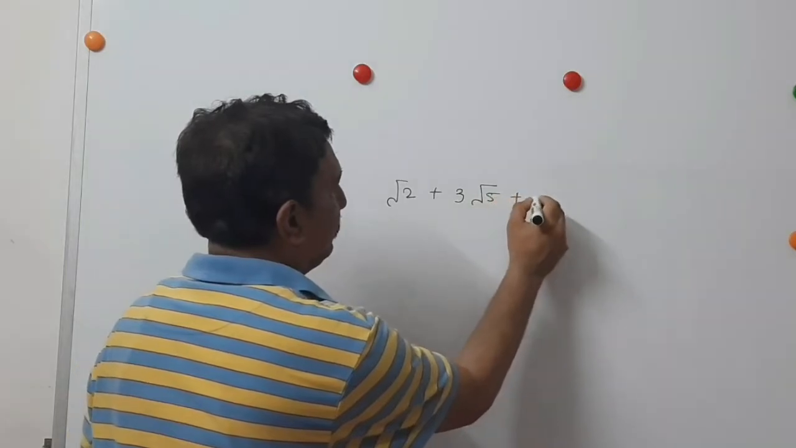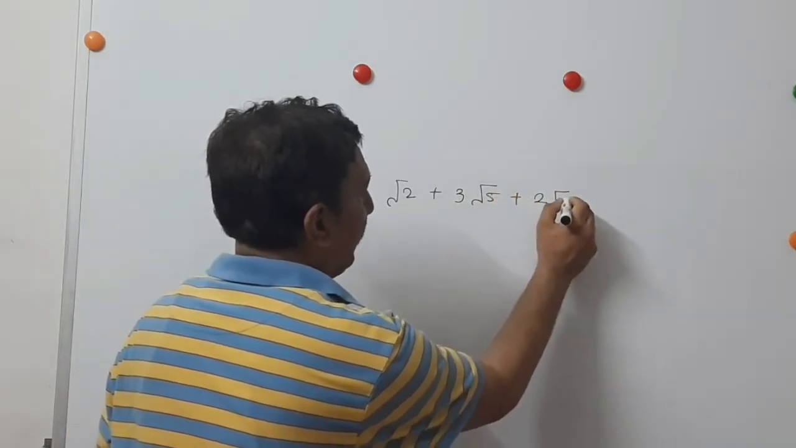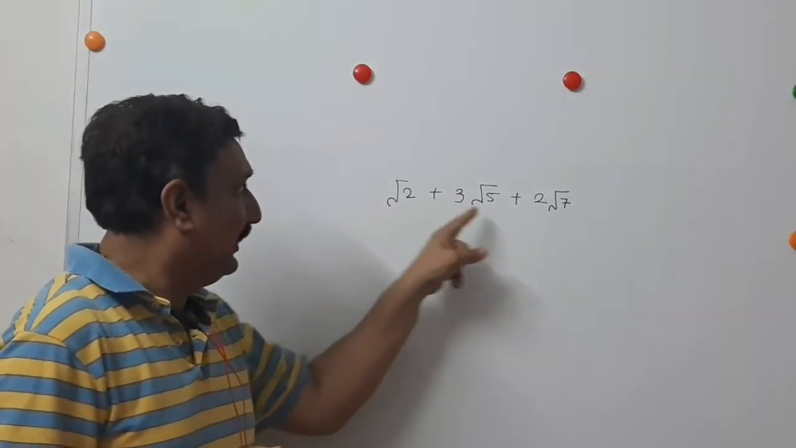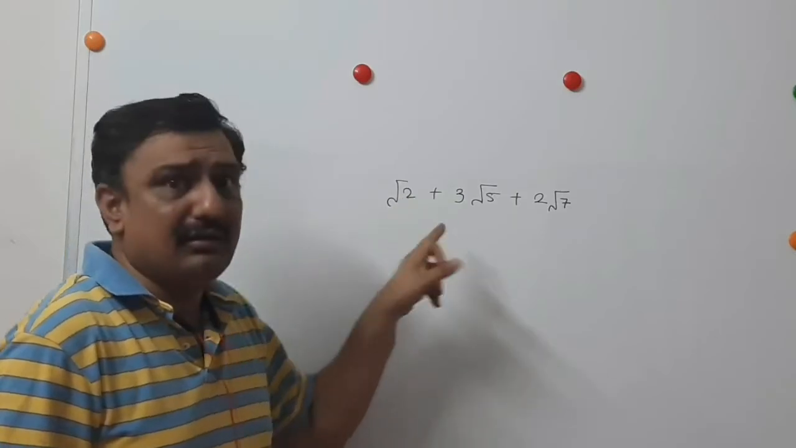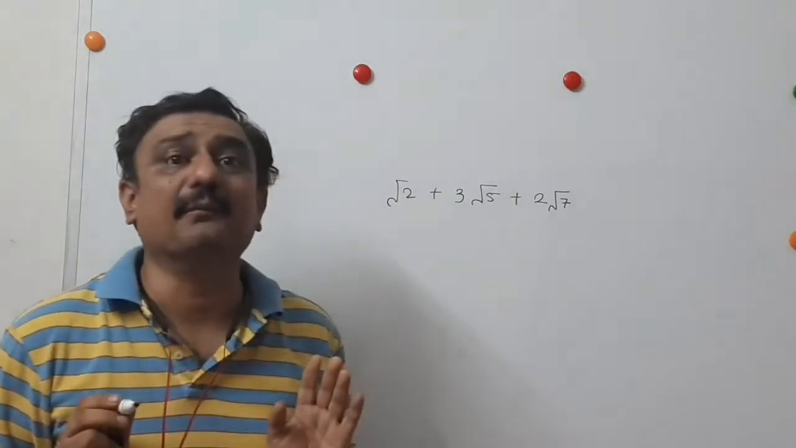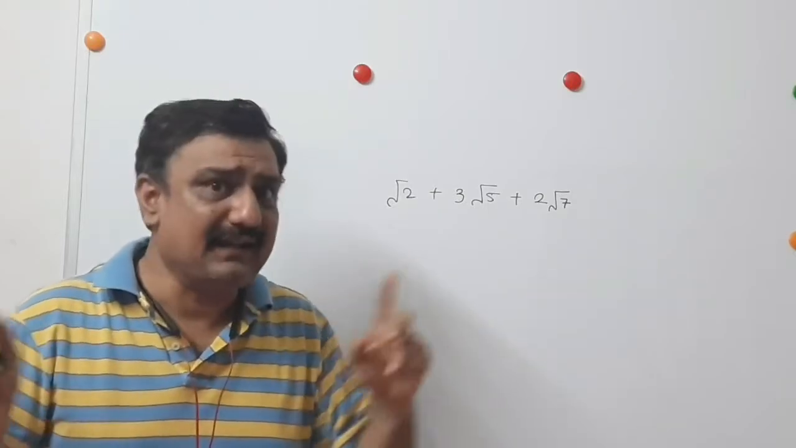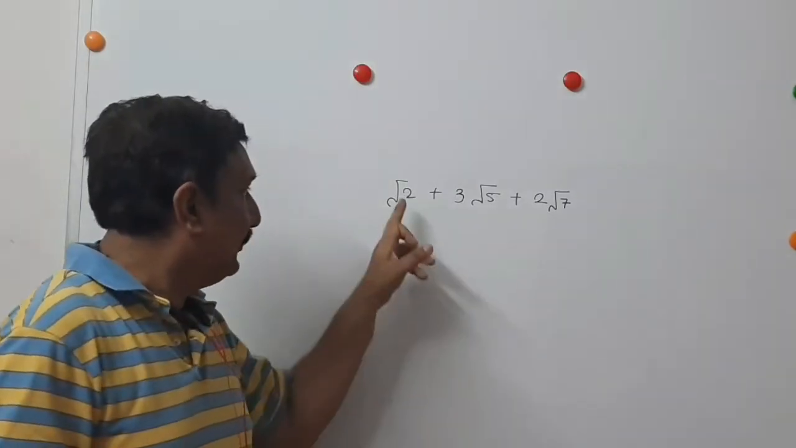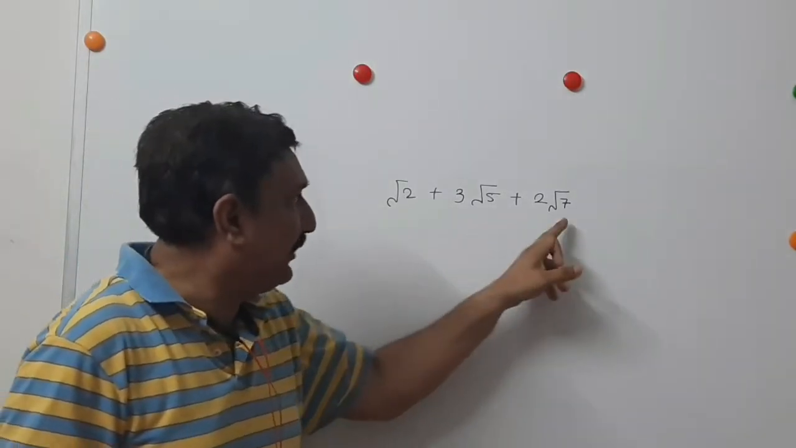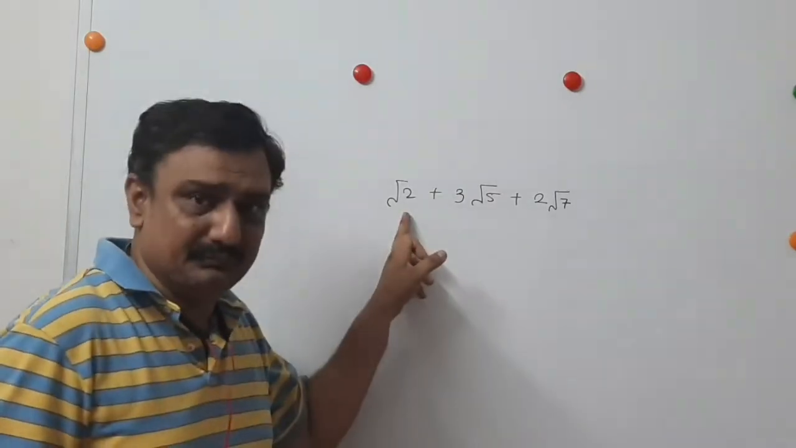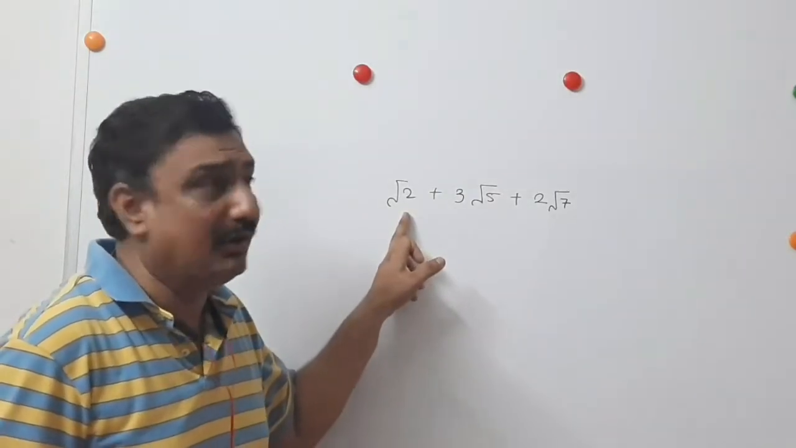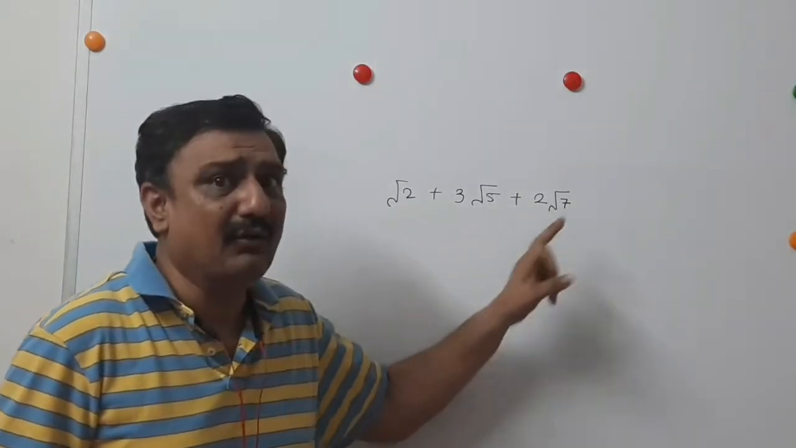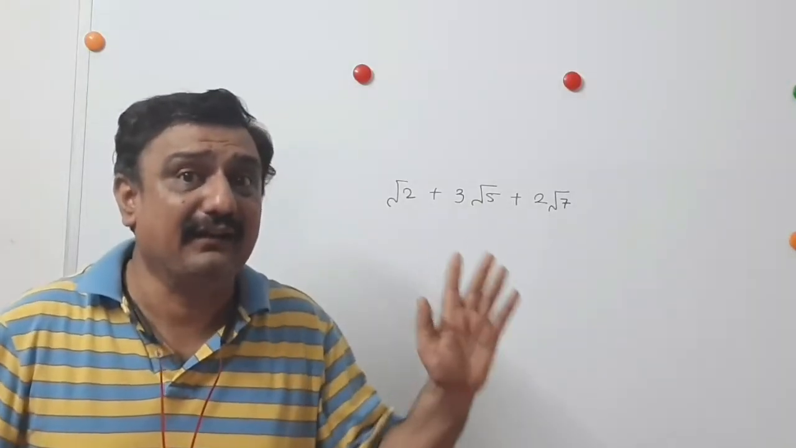In the same way, when we deal with algebraic irrational numbers, for example root 2 plus 3 root 5 plus 2 root 7, it is necessary that their degree and their base must be the same. Then we add them as we add like terms in an algebraic expression. Here root 2, root 5 and root 7 have the same degree, that is root, but their bases are different: 2, 5 and 7. So they are not like algebraic irrationals.